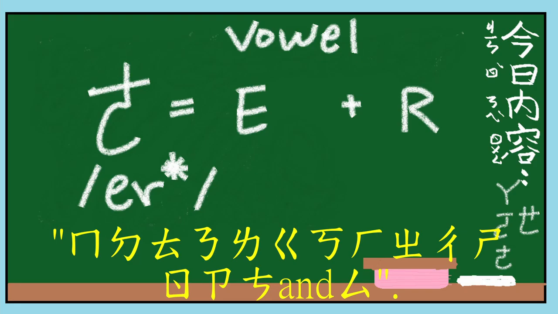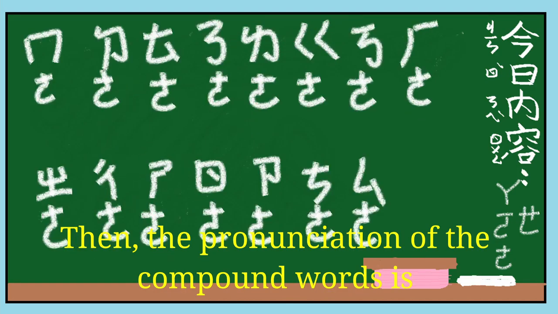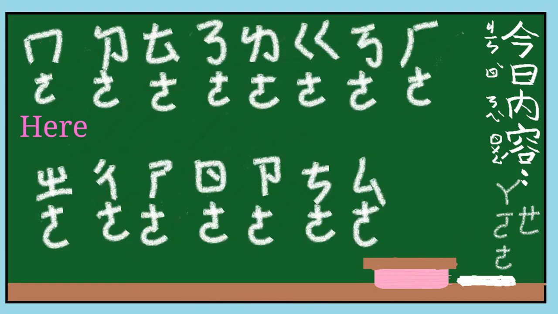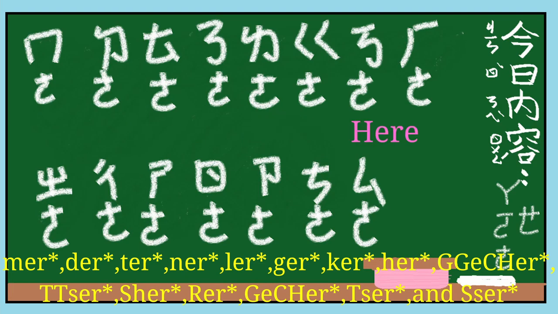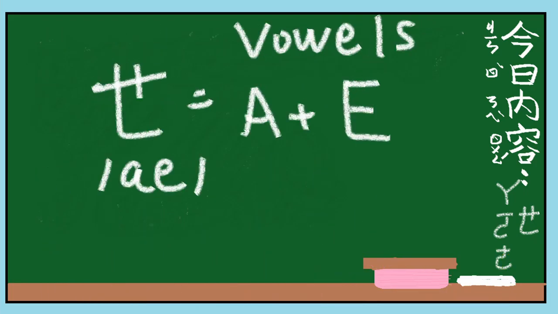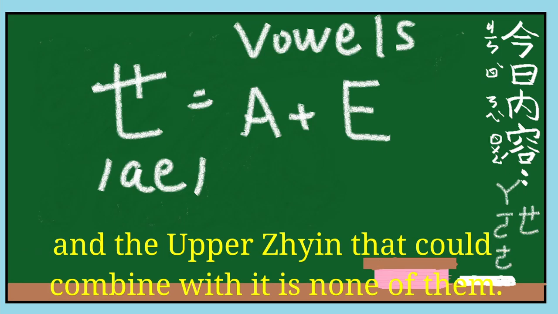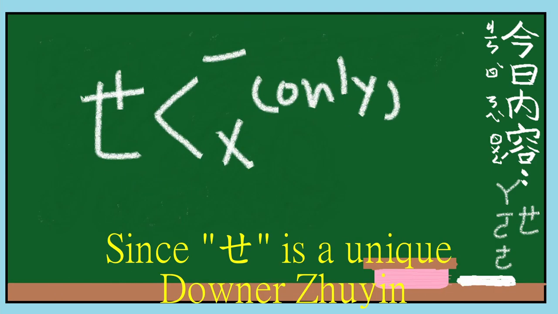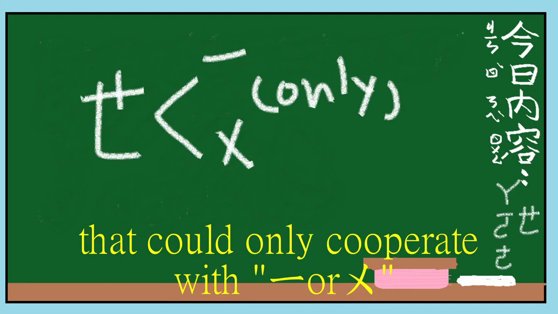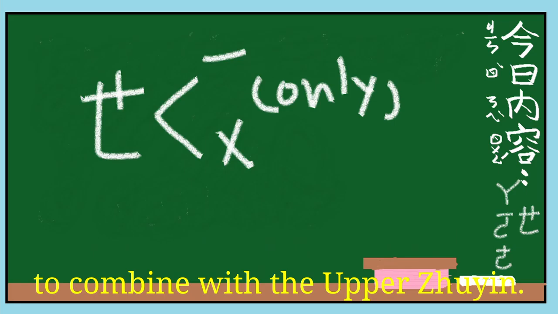The third is e, which is similar to the vowel E plus consonant R, but with a softer sound, that is uh. And the upper zooming that could combine with it is m, d, t, n, l, g, k, h, z, c, s, z, c and s. Then the pronunciation of the compound words is me, de, te, ne, le, ge, ke, he, ze, ce, se, re, ze, ce and se. Last but not least is ê, which is similar to the vowel a plus e, that is ê. And the upper zooming that could combine with it is none of them.